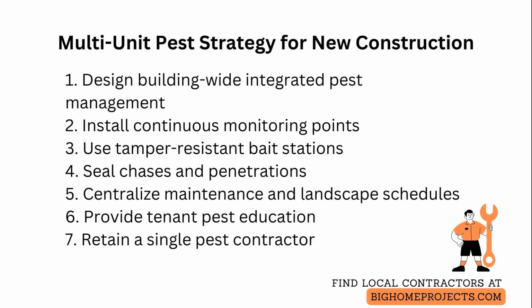Install continuous rodent and insect monitoring points in centralized utility chases and accessible crawl spaces so technicians can inspect without disturbing units. Use tamper-resistant bait stations where appropriate and place them at regular intervals based on building layout.